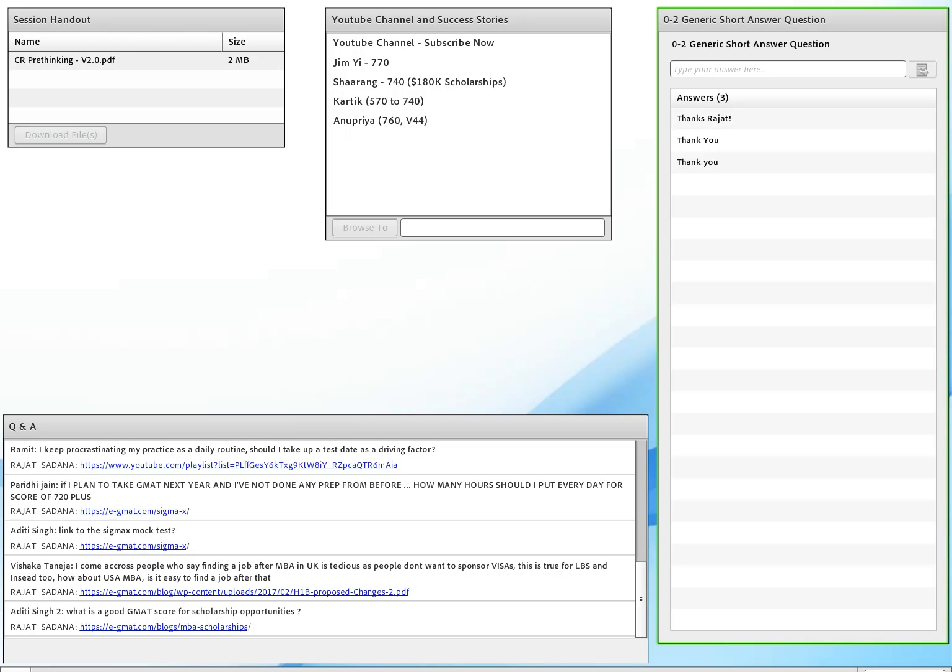MIM or MBA in the US without work experience? MIM. You can't get into a B school. You can only do an MIM if you don't have work experience.